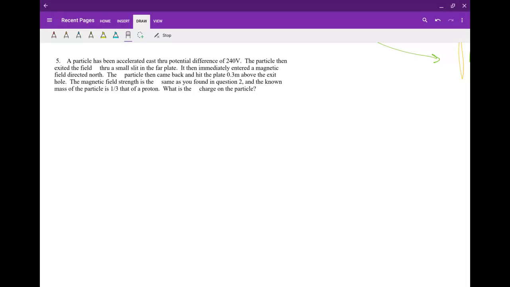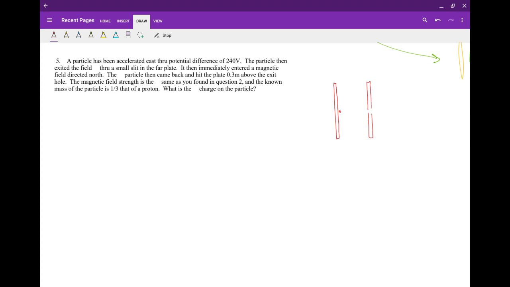So we are looking at a particle that has been accelerated east through a potential difference of 240 volts. This one I'm going to go ahead and draw. If I accelerate a particle through a potential difference, generally speaking, what I've got is a parallel plate system.